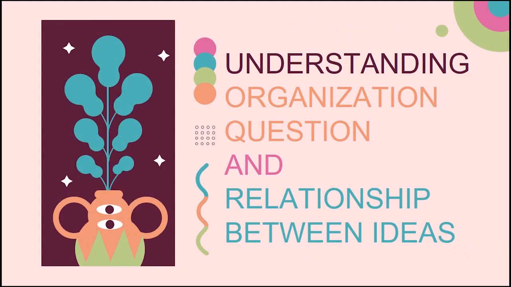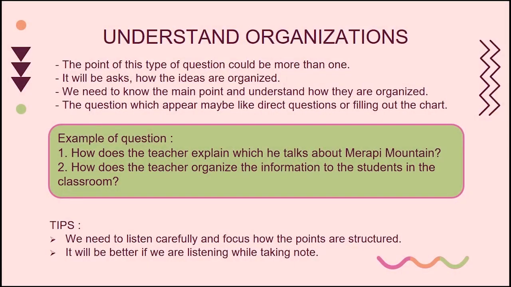And now, it's time to discuss understanding organization questions and relationships between ideas. Understanding organization. There are 4 important points here. The first, there could be more than one point in this type of question. And the second, it will ask how the ideas are organized. And then we need to know the main point and understand how they are organized. And the last, the question that appears may be a direct question or filling out a chart.